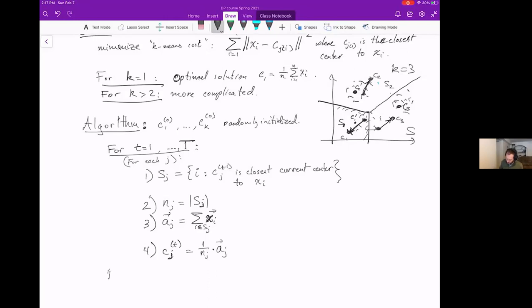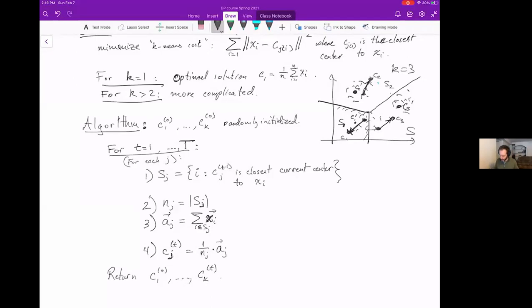When we're all done with this, we just return the final cluster centers, C1 of T up to K of T. Now, there are various variations on this algorithm that people use in practice, and we're not going to worry about those for now. What we're really after is a differentially private version of the algorithm, so let's see how we can do that.